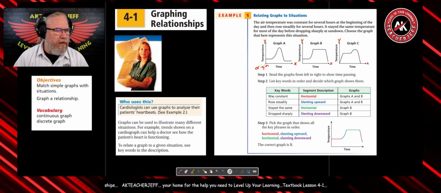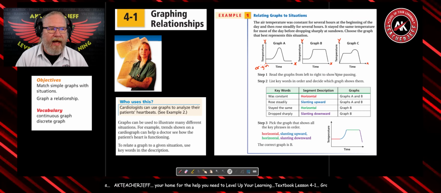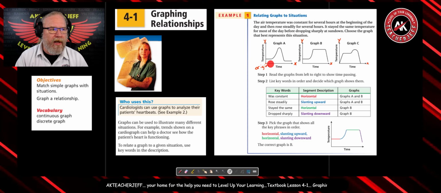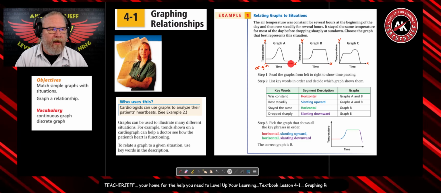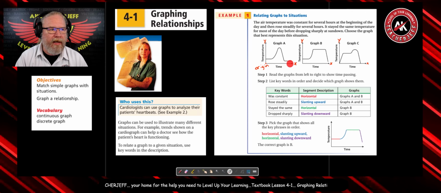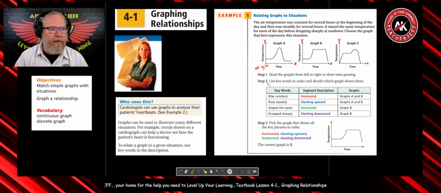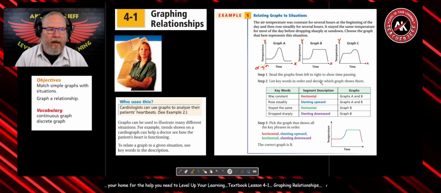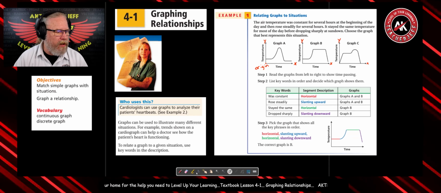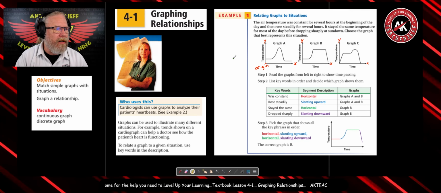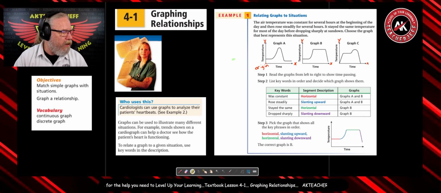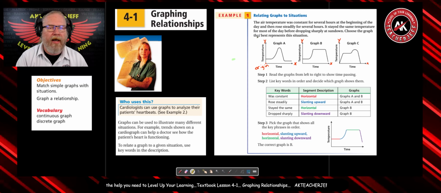So it says to read the graph from left to right to show the passing of time. So as we start from the origin and move to the right, from left to right, this is time. As time increases, all three of them are the same way there. Step 2 is to list keywords in order and decide which graph shows them. Let's go ahead and grab this highlighter here. What color do I got? I got green. Let's go with a yellow.